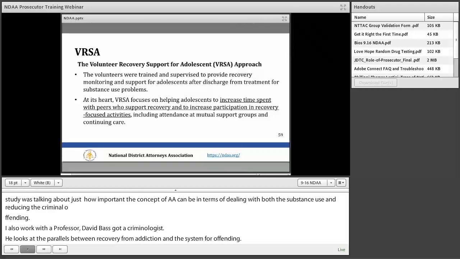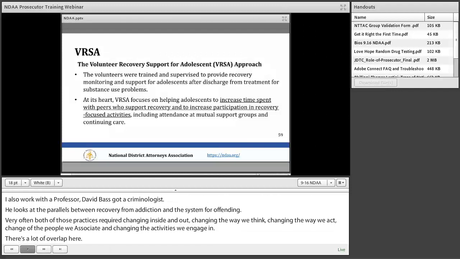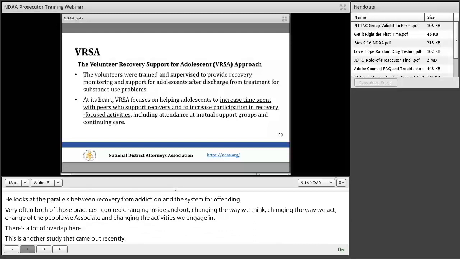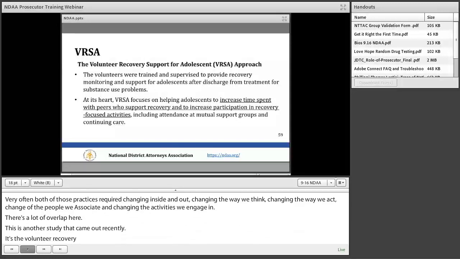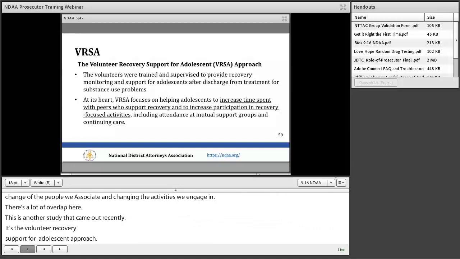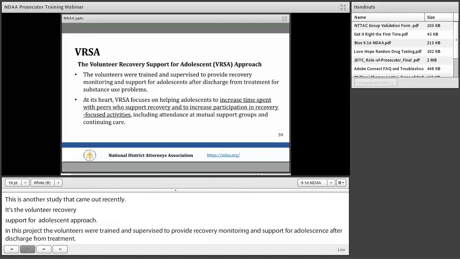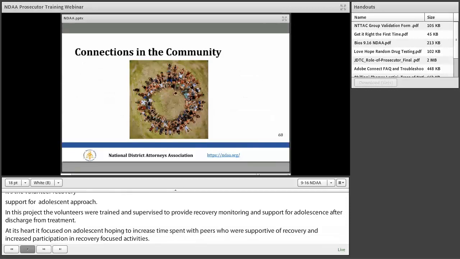This is another study that came out recently, and it's the Volunteer Recovery Support for Adolescent approach. In this project, the volunteers were trained and supervised to provide recovery monitoring and support for adolescents after discharge from treatment. At its heart, it focused on helping adolescents increase time spent with peers who were supportive of recovery and increase participation in recovery-focused activities. So again, so much of this is about connections.